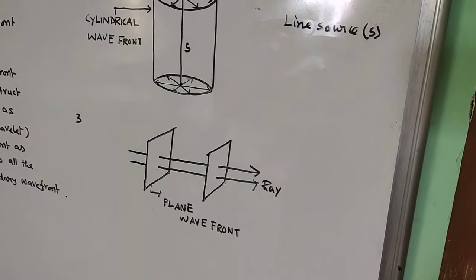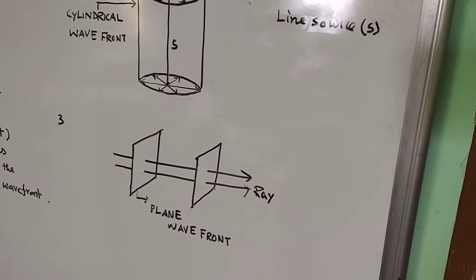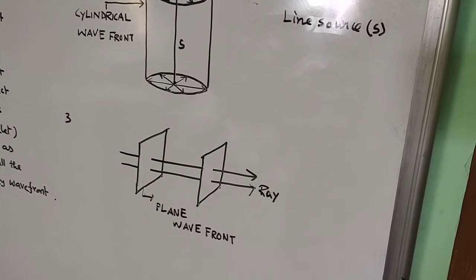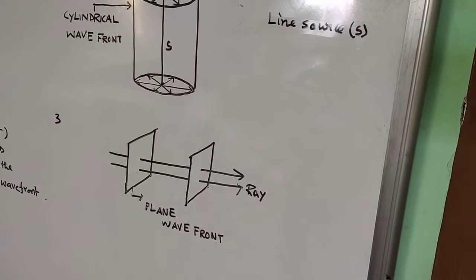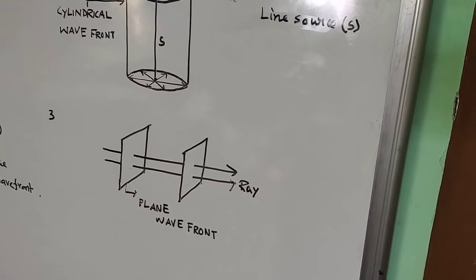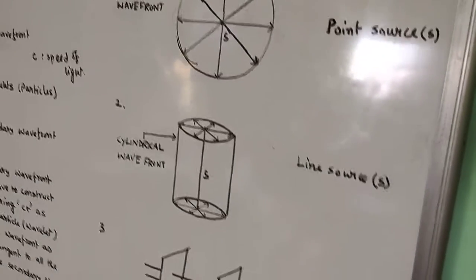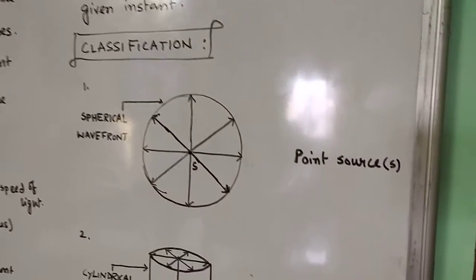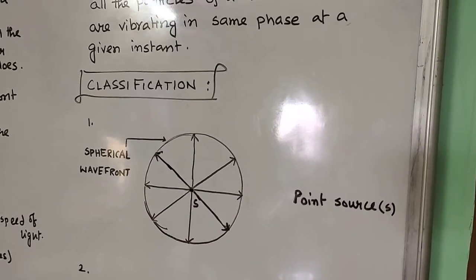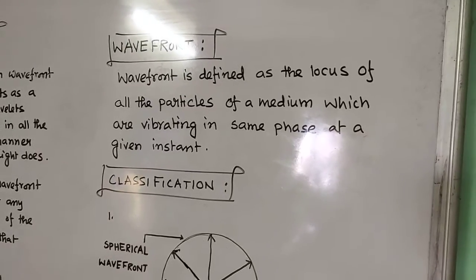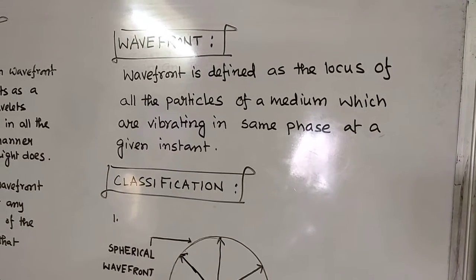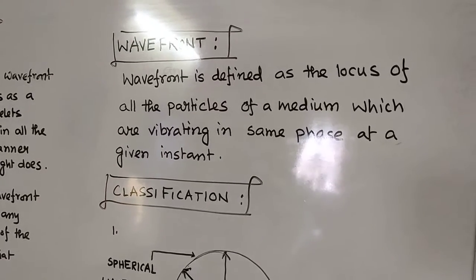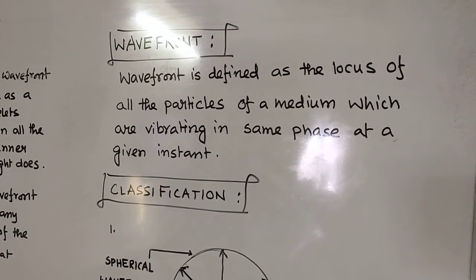We get a plane wavefront when the source is at infinity, and here the rays are perpendicular to the plane surface. Cylindrical wavefront is possible when the source is a line source, and spherical wavefront is possible when the source is a point source. And wavefront is nothing but the locus of all the particles which are vibrating in the same phase.